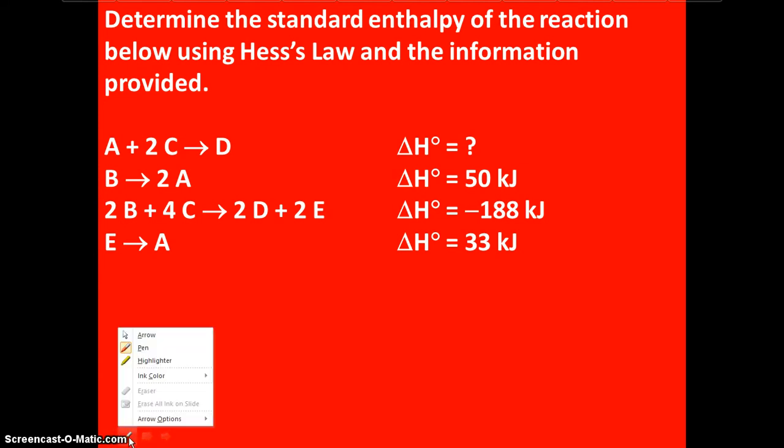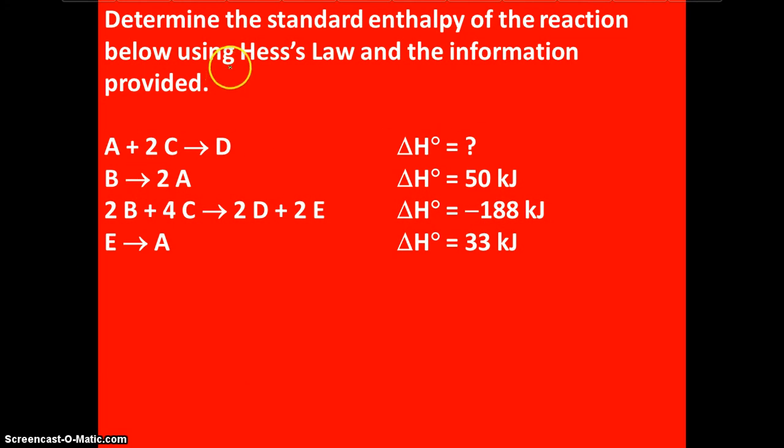Next problem we have here is a Hess's law problem. And so we're going to be making adjustments to these reactions because these are the individual steps. These three right here are the individual steps that should be able to help me determine my question right here. I want to know what happens when A plus 2C make D, but I don't necessarily want to go do that reaction. And so what I have to do then is look at these reactions and how they need to change, like B goes to 2A, 2B plus 4C goes to 2D plus 2E, E goes to A. Those are steps in this process, but they're not perfect as they are. I've got to make adjustments.